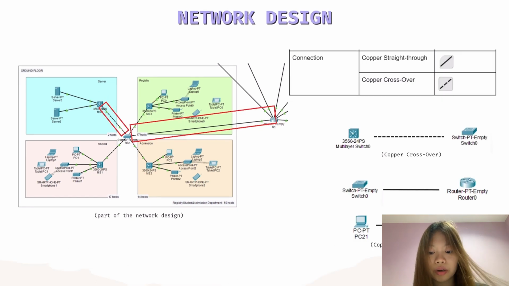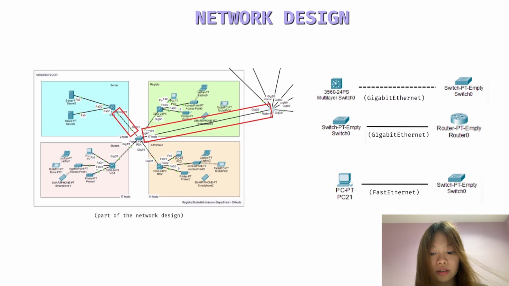As you can see in the network design, there are two connections we are using: copper straight-through and copper crossover. We use the copper crossover between the multi-layer switch and switch. We use the copper straight-through between switch and router, and also between the PC and switch.